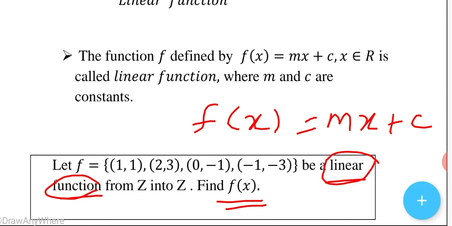Here we have to find two values, m and c. So we need any two points from the given f, that is (1, 1), (2, 3), (0, -1), (-1, -3). Take any two points to find the values of m and c. In this question, I am going to take (1, 1) and (0, -1). Since one of the points has x equal to 0, we can easily find the value of one of the unknowns.